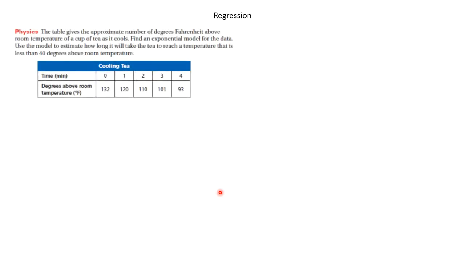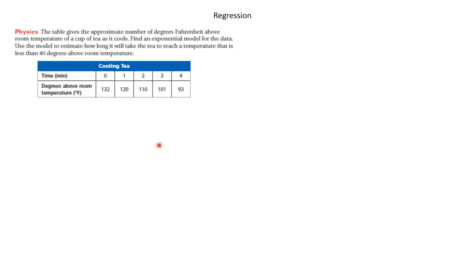For that, we're going to do regression. And so if we have a problem, we have cooling T, we have data, we have time, we have degrees above room temperature. Now the x values do go up by the same amount each time, which is not particularly usual for real world data, but sometimes it is. You have years and you measure each year, it's going to go up by a certain number of years each time. So it's not unheard of.